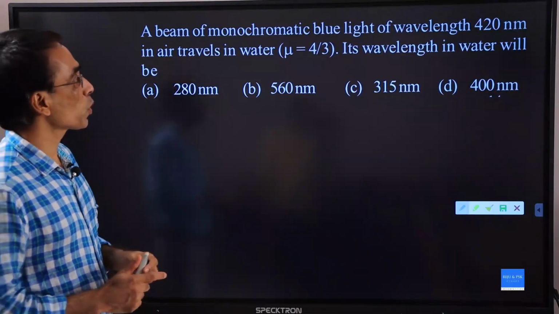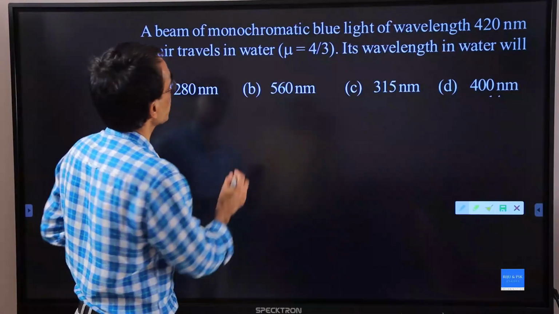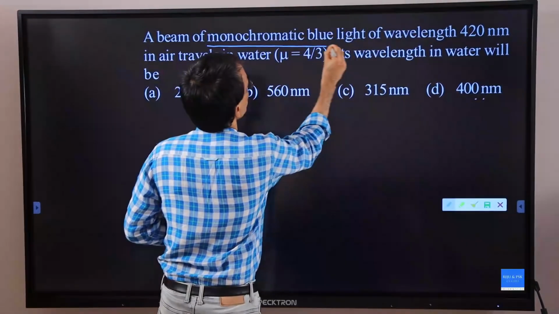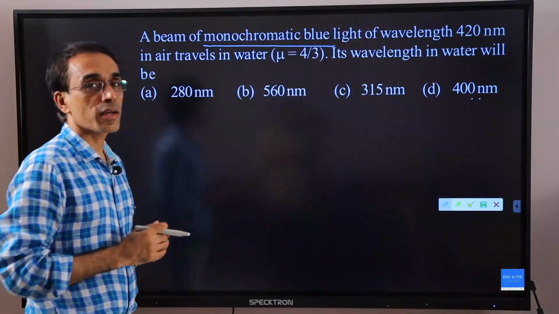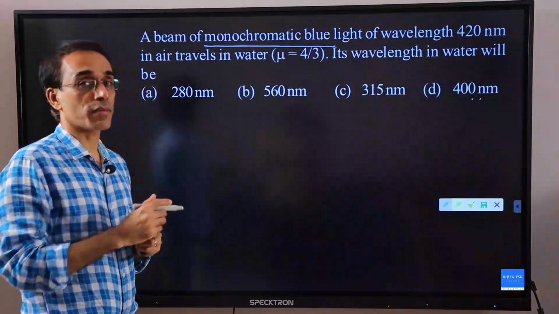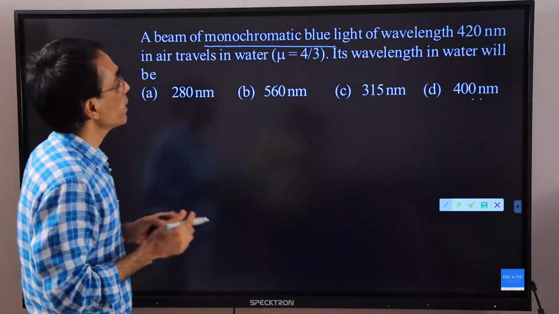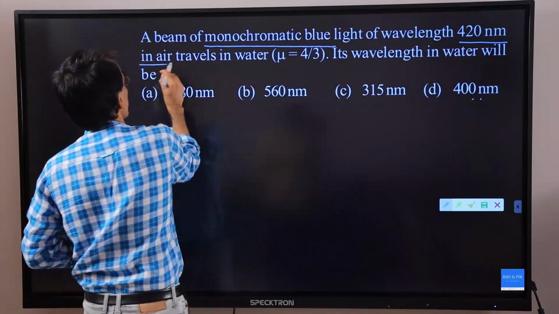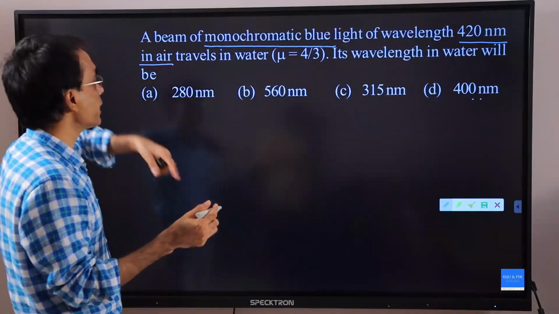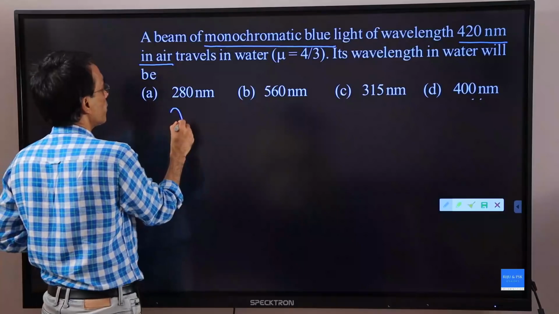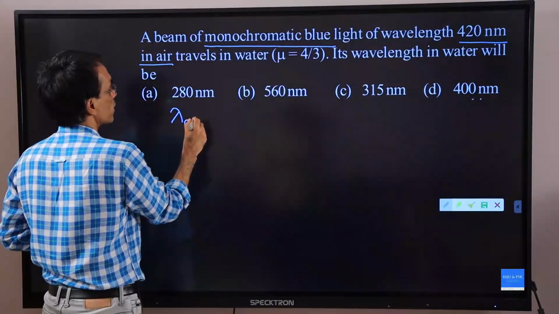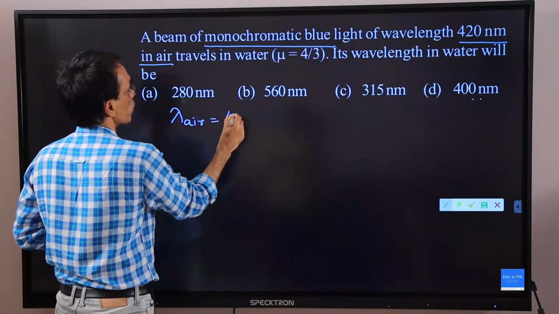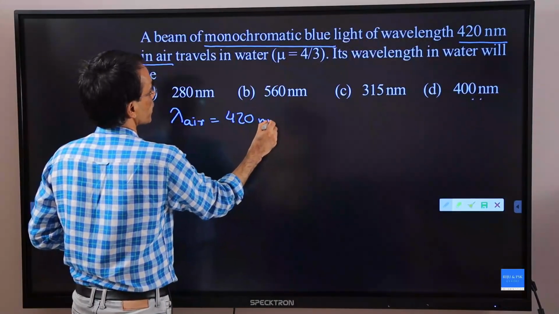A beam of monochromatic blue light. Monochromatic means light of a single wavelength, of wavelength 420 nanometer in air. Its wavelength is 420 nanometer in air. So we can say lambda in air is given as 420 nanometer.